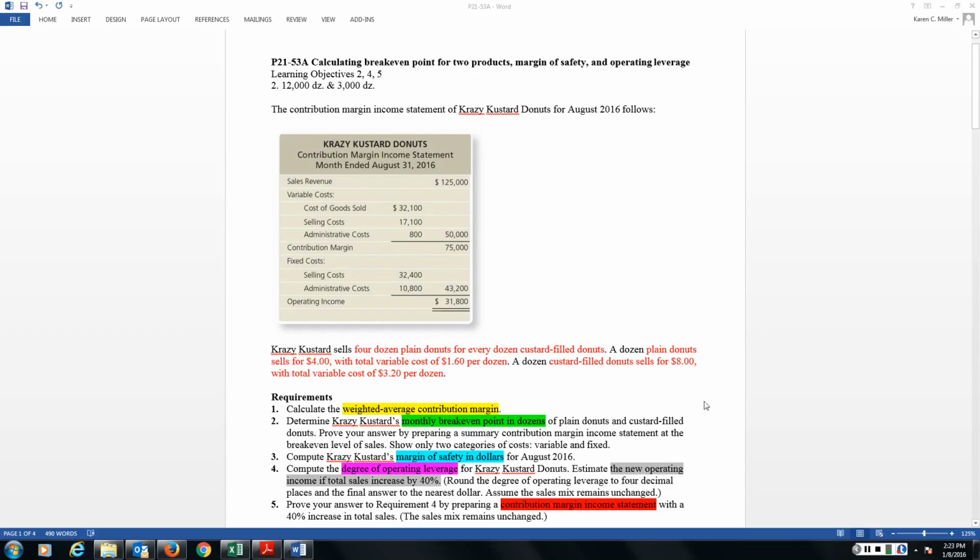So we need some information in order to do this, and our book tells us that our sales mix is 4-to-1. How do we know that? Well, we sell 4 dozen plain donuts for every 1 dozen of custard-filled donuts. So we need to know our sales mix when we're calculating break-even for multiple products. Here our sales mix is 4-to-1. For every 4 dozen plain donuts, we sell 1 dozen custard. The plain donuts sell for $4 a dozen, variable cost of $1.60. The custard sells for $8 with a variable cost of $3.20. So let's calculate our weighted average contribution margin to get started.